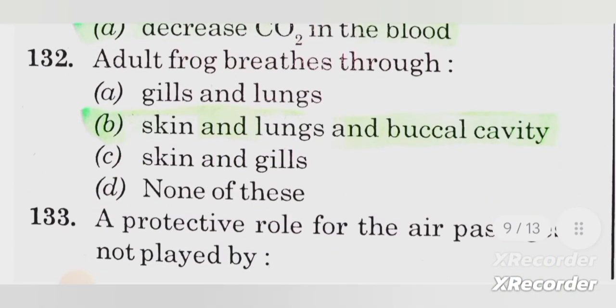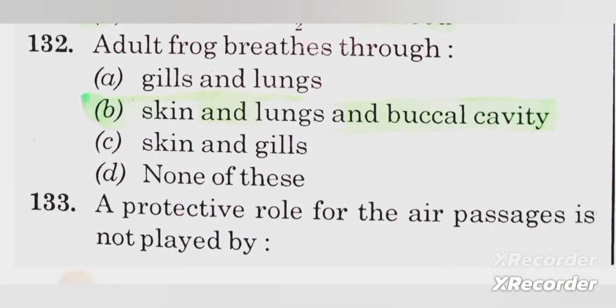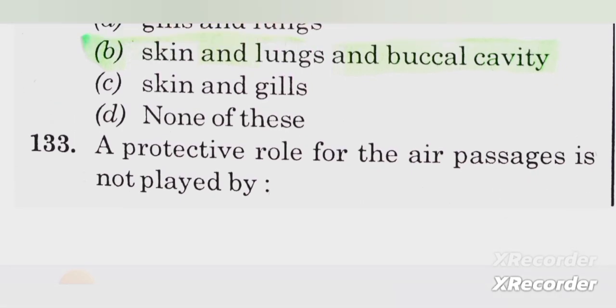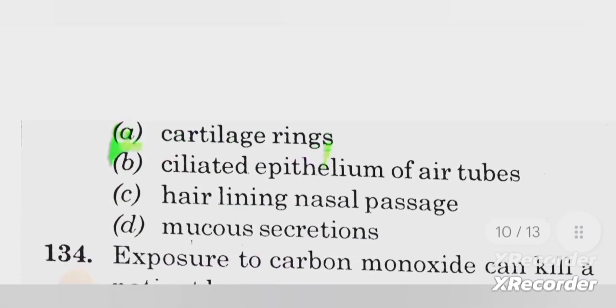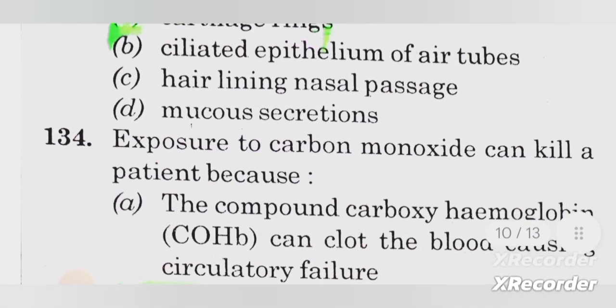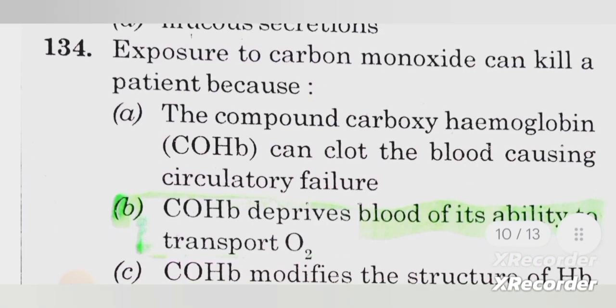Next, 132. Adult frog breathes through answer B: skin and lungs and buccal cavity. Next, 133. The protective role for the air passages is not played by answer A: cartilage ring. Next, 134. Exposure to carbon monoxide can kill a patient because answer B: COHb deprives blood of its ability to transport O2.